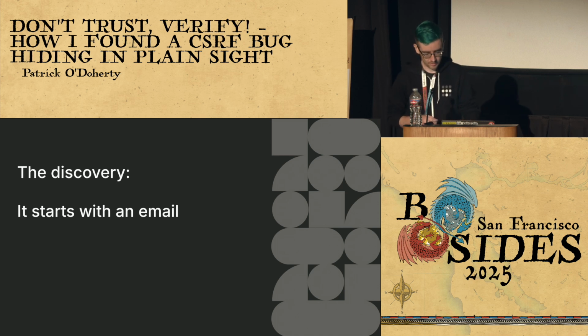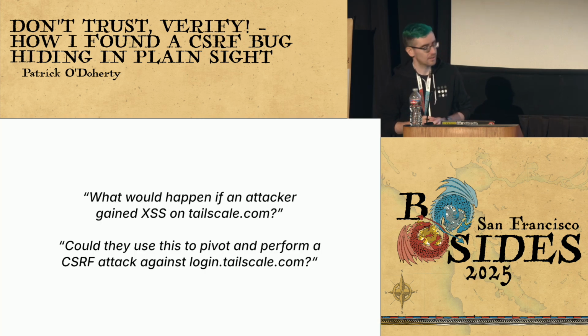And so the question was asked, what would happen if an attacker managed to gain a cross-site scripting foothold on either our marketing site or a related domain? And would they be able to use this to perform a cross-site request forgery attack against login.tailscale.com? This is the control plane, the sensitive application where people log in and administer their tailnets, invite new users, add new machines, all of that stuff. So definitely something that we want to protect, and definitely an answer that we want to understand.